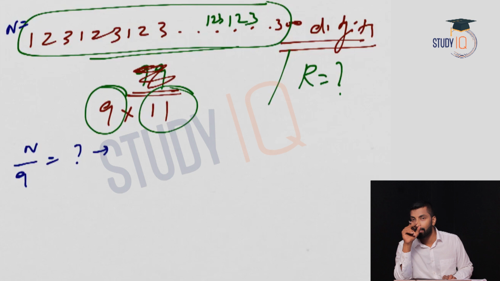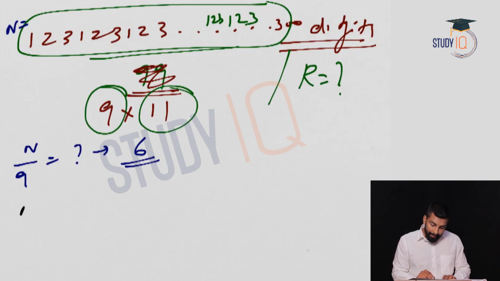What is the sum? 6. How many such groups are there? 100. So the total sum is 600. Take the sum again, you get 6. And what is that 6? That 6 will be the remainder when you divide a bigger number by 9, right? So you take the sum of digits till you get a single digit. So that is the remainder when you divide by 9.